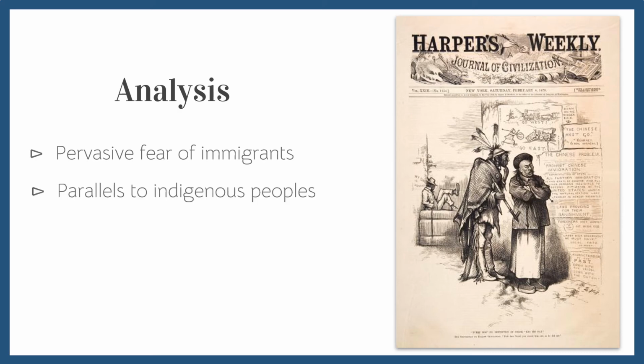Nast also draws a direct line from the fears of Chinese immigration displacing white Americans to the displacement indigenous peoples suffered. His caption says it all: red gentleman to yellow gentleman, pale face, 'fraid you crowd him out as he did me. The cartoon highlights the connection between Chinese immigrants and railroads.